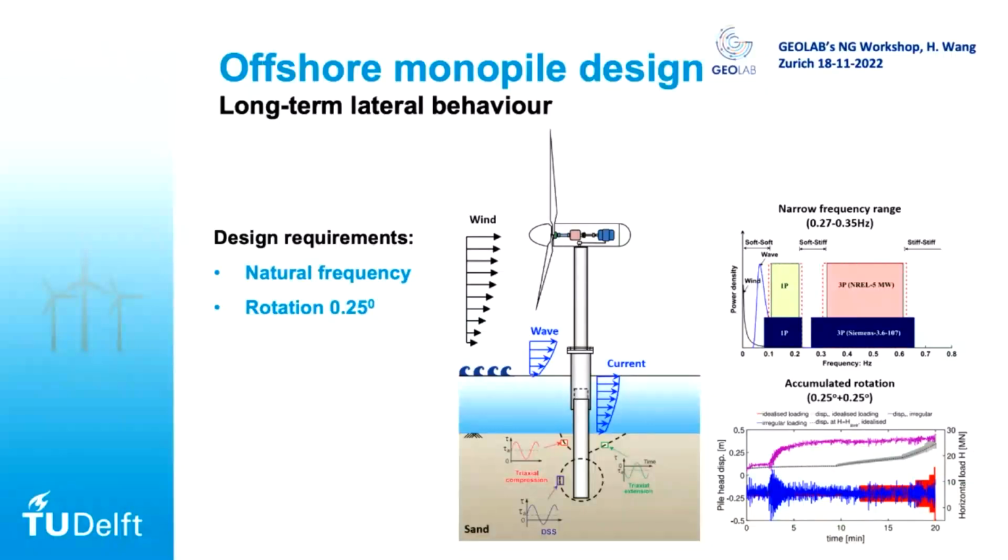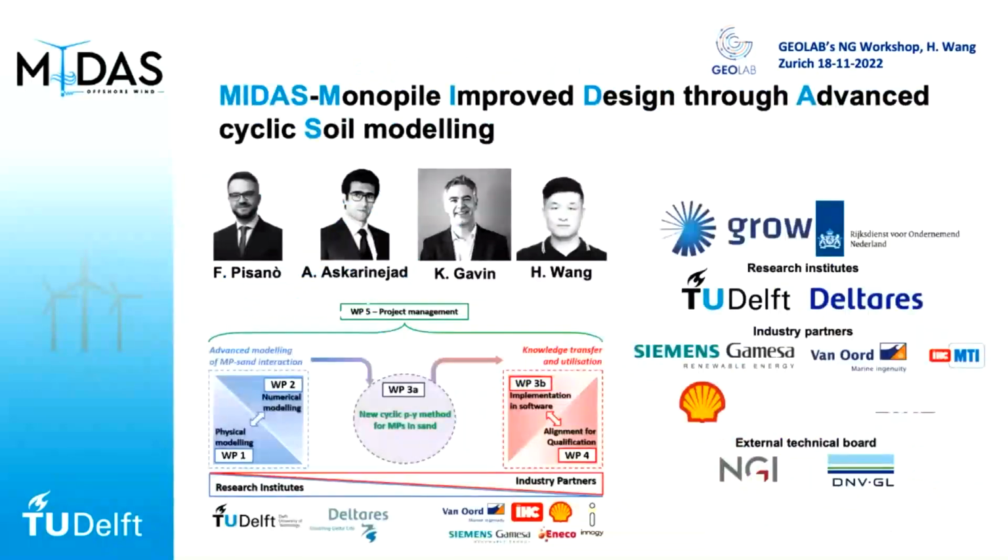And also we require that after 20 or 30 years, the maximum rotation of the whole system should be less than 0.25 degrees. So it's almost nothing if you measure this. So we really need to understand what the monopile response will be under such long-term cyclic load and such complex load. And that's the motivation of a project we are doing called MEDAS.